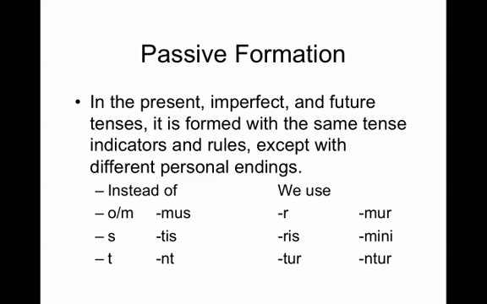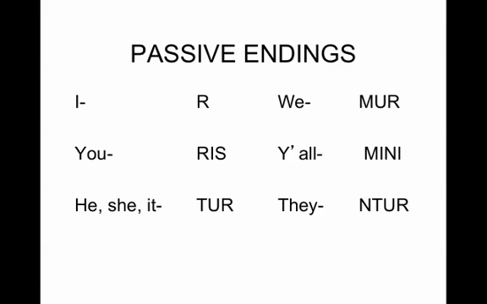Now, the nice thing is that almost every tense is formed exactly the same way, active and passive, except that instead of using the active endings, -t, -mus, -nt, you're using the passive ones, -r, -ris, -tur, -mur, -mini, -ntur. So there's that switch from the active endings to the passive. The stems are going to be exactly the same. The vowels are almost exactly the same.